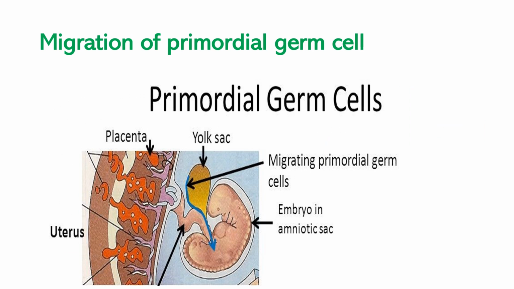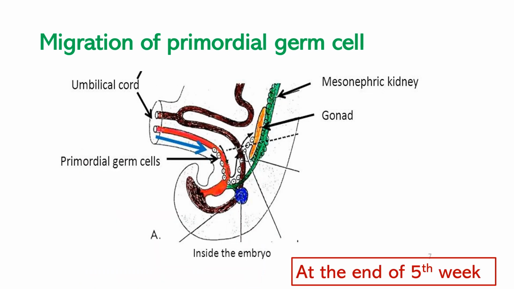After that, it migrates from the dorsal wall of the yolk sac to the dorsal mesentery of the gut, and then the primordial germ cells enter into the gonadal ridges at the end of the fifth week. Here you can see the migration of the primordial germ cell from the yolk sac, crossing the dorsal mesentery of the gut, and then entering into the gonadal ridges. This is seen at the end of the fifth week.